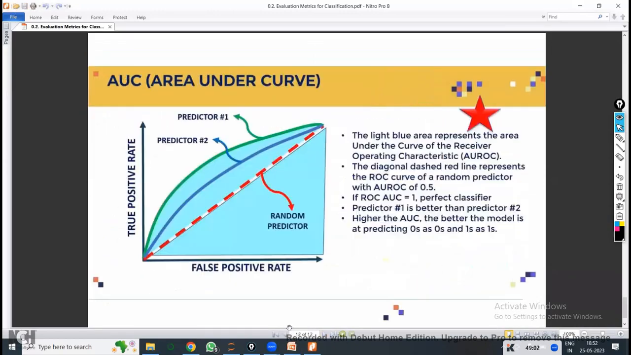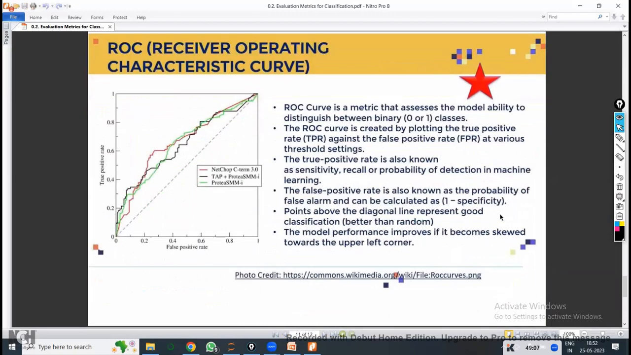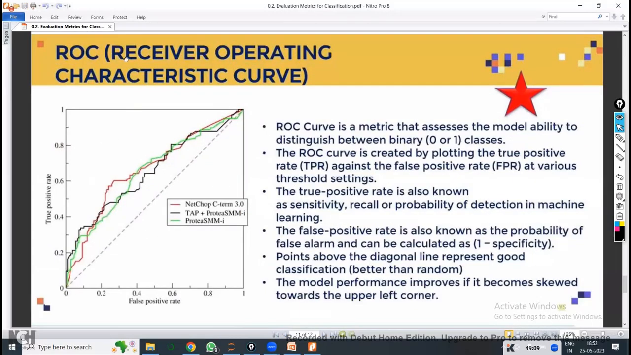So this is called the ROC curve. ROC stands for receiver operating characteristic curve. That is the full form. But what is the meaning? The ROC curve is a metric that assesses the model's ability to distinguish between binary classes. When there is a binary class, in that case, apply the ROC curve. This logic is not applied for multi-class. It is only applied for the binary class.